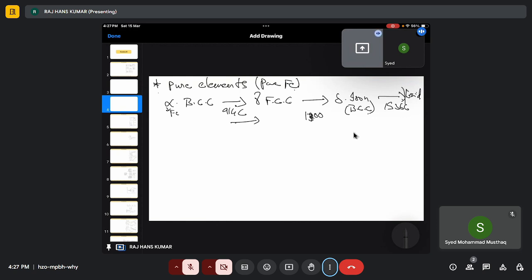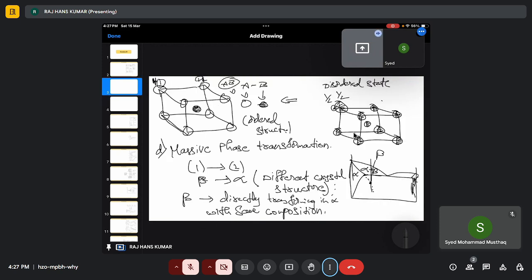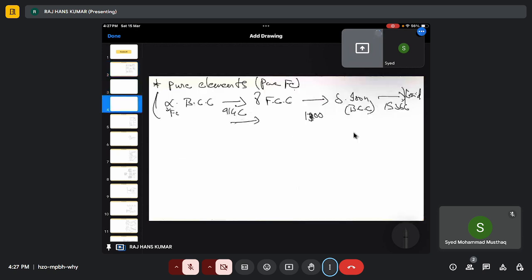So before turning into liquid, it undergoes three phase transformations, of the same type, which is the polymorphic phase transformation, where it just changes its crystal structure. There is no change in composition. We are only talking about pure elements. So that is about polymorphism. These are different types of phase transformations.